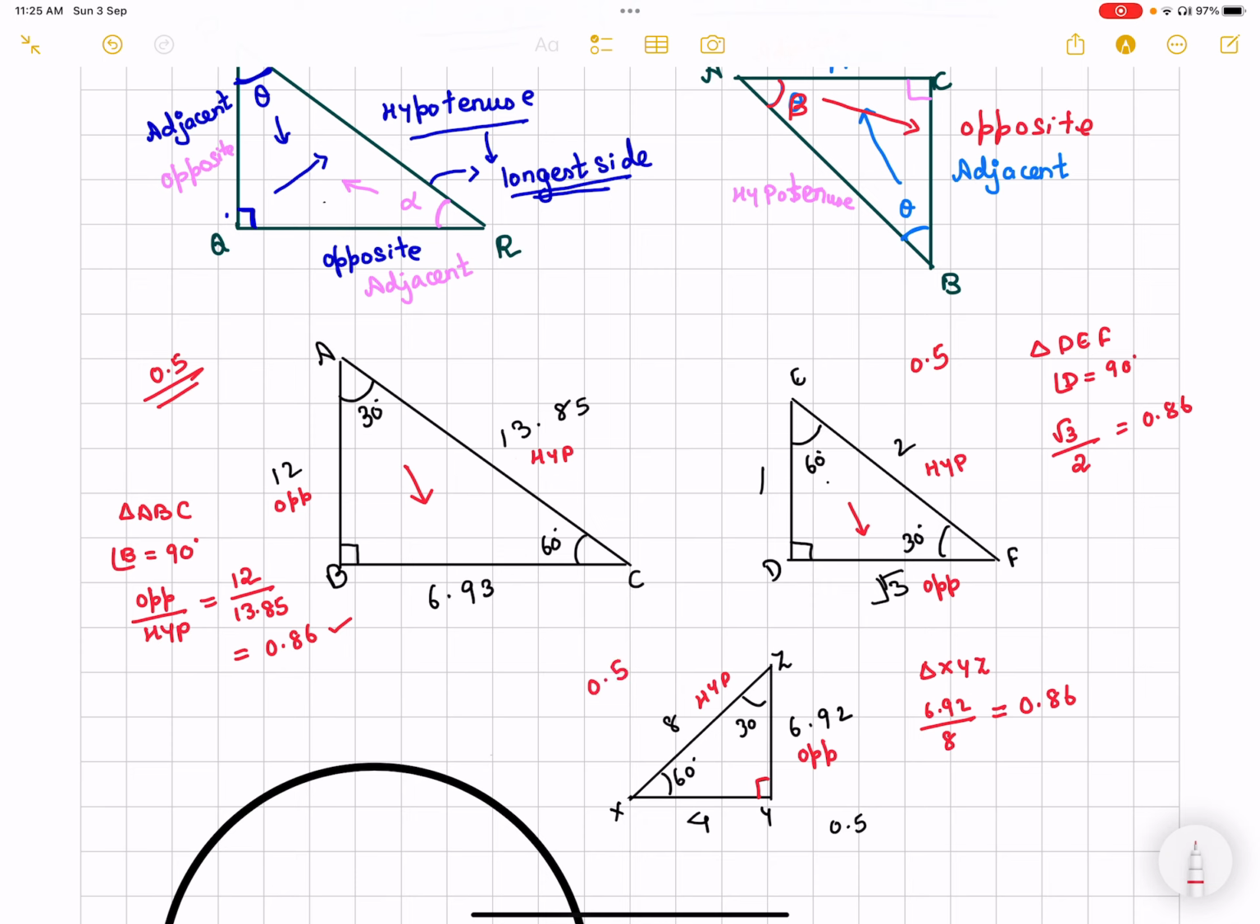So what they observed is that for these side ratios, when they took the side opposite to that particular angle, the ratios came to the same value. That was opposite by hypotenuse, and they even tried adjacent by hypotenuse. So this is how they got the same ratios.